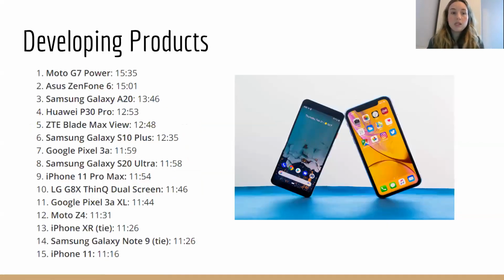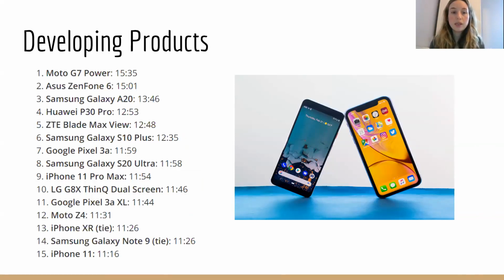Another example is when it comes to developing products. So something you might consider when you are going to buy a new phone potentially is how much battery life your phone gets. And here you can see the average battery life for different phones, and it allows us to quickly rank the phones to see which ones have a longer battery life.